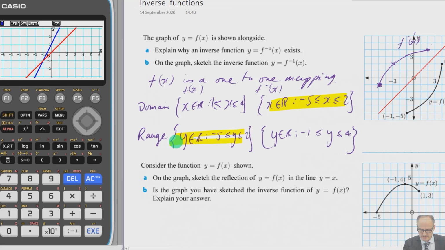So what we can see here is notice that the domain for the inverse function is the same as the range for our original function. And our domain for our original function is the same as our range for our inverse function. So domain and range will flip round between the original function and the inverse function.